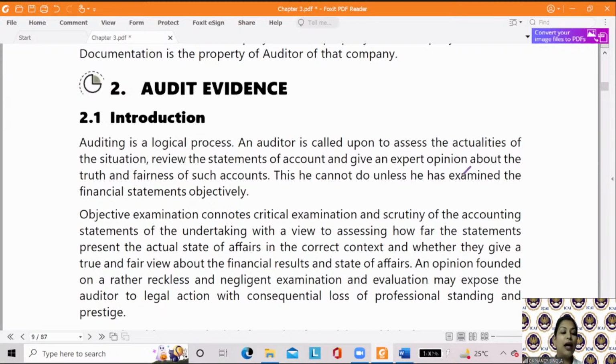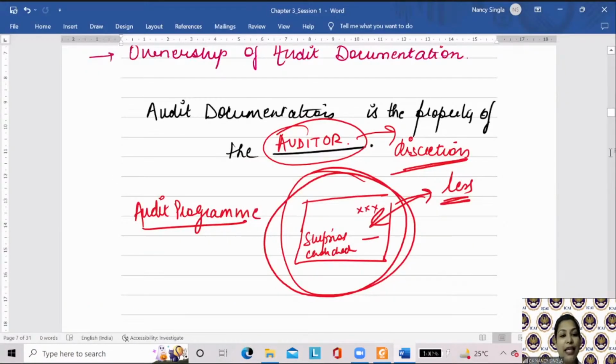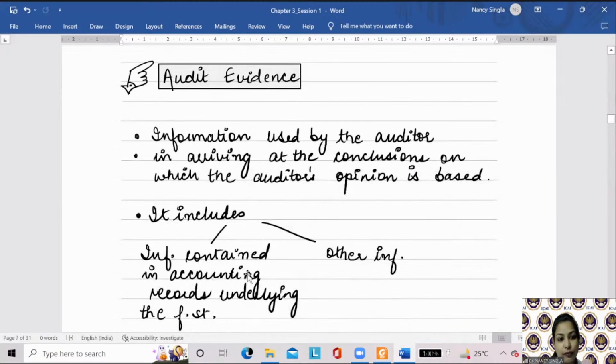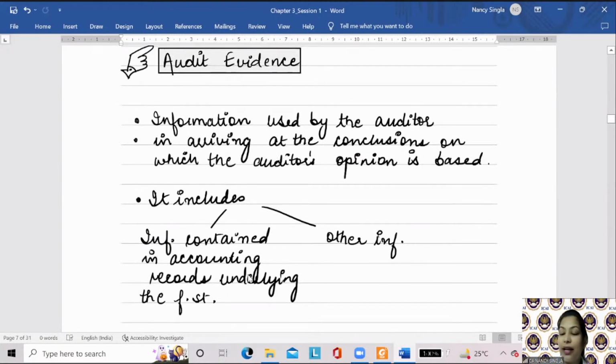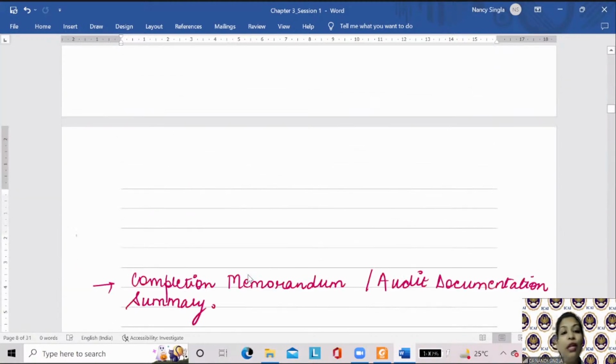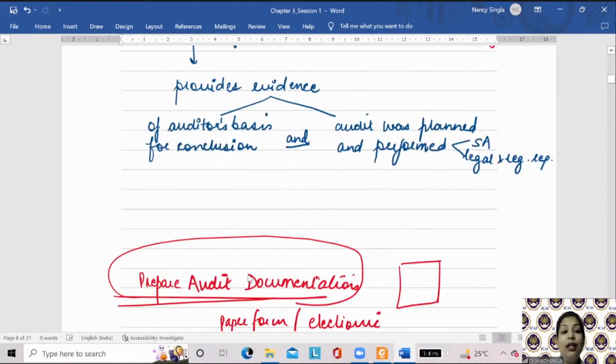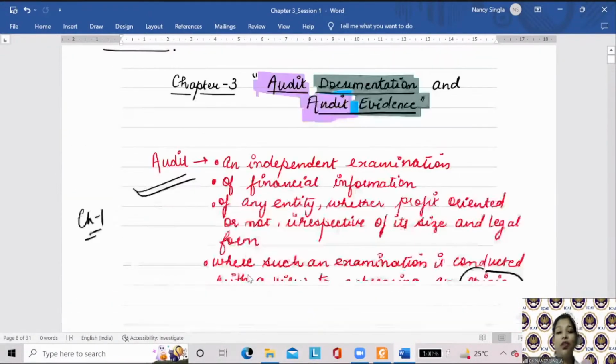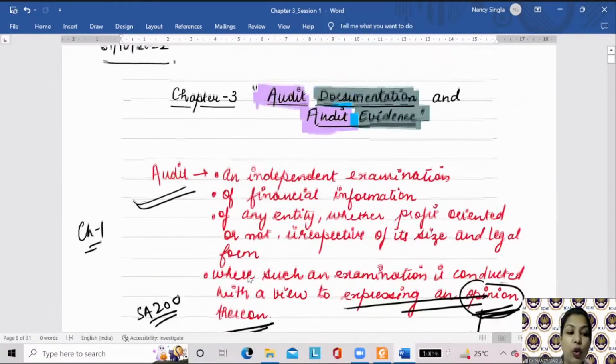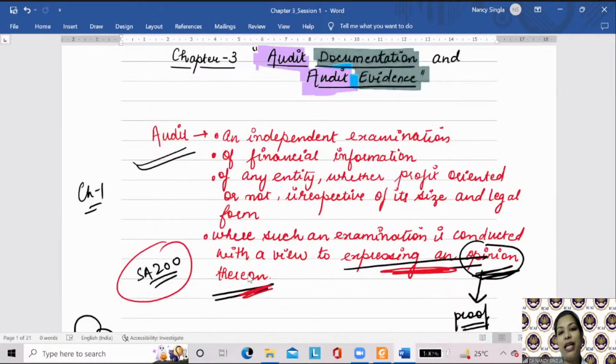Chalo. Now let us start with audit evidence, SA 500. So what is the relevant standard? SA 500, and the name is what? Audit evidence. Okay? So when we started discussing this chapter, we understood the meaning of the term evidence, right? And I told you that the overall objective of the auditor in terms of SA 200 is what? To express an opinion on the financial statements.